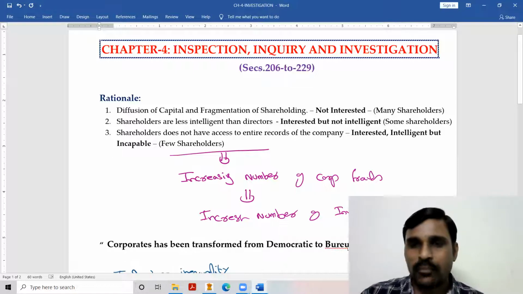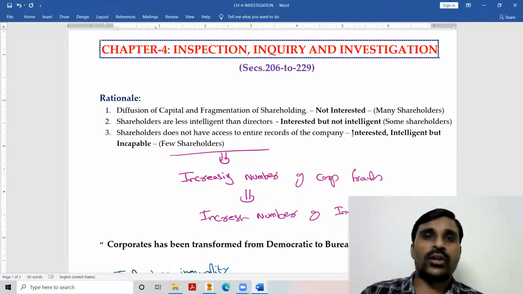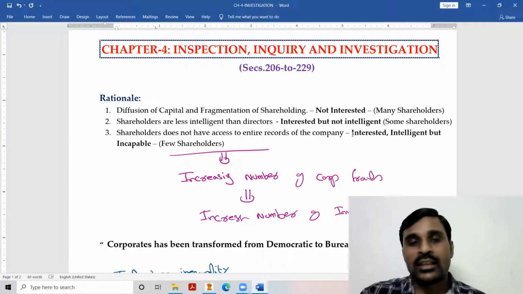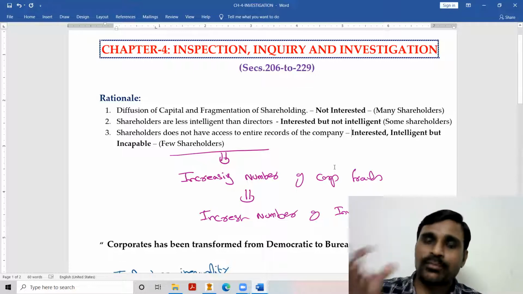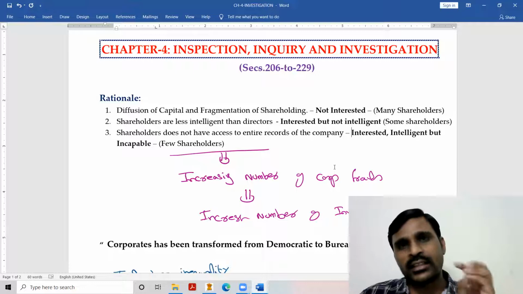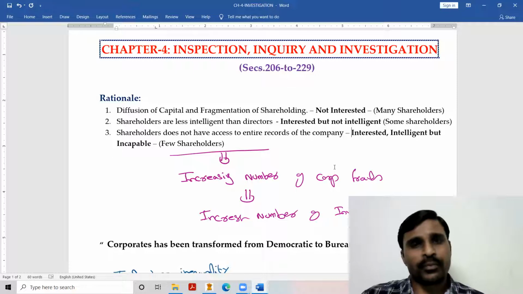So therefore, though the Companies Act has apparently given many rights to the shareholders, prima facie, on the face of it, in reality the powers are lying with the directors. Therefore, rather than running the company as per the wish and whims of the shareholders, directors are running the company according to their personal interests. That is the reason for the increasing number of corporate frauds. Okay, this is one reason.